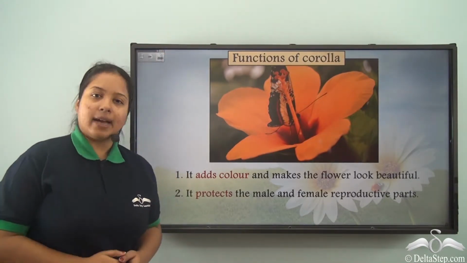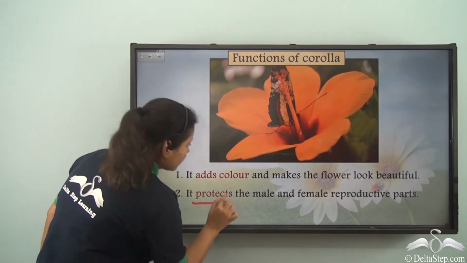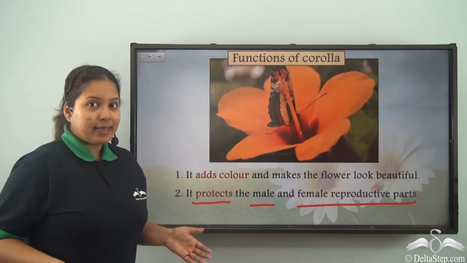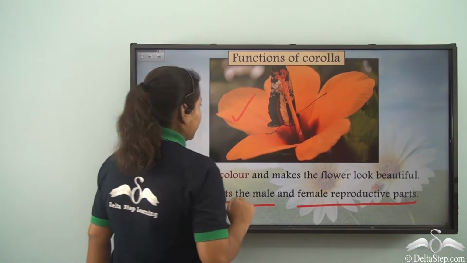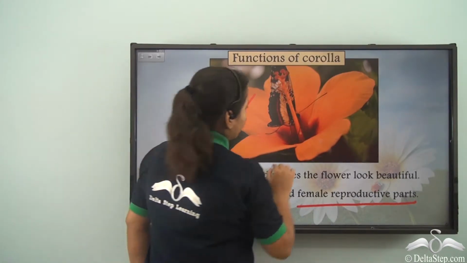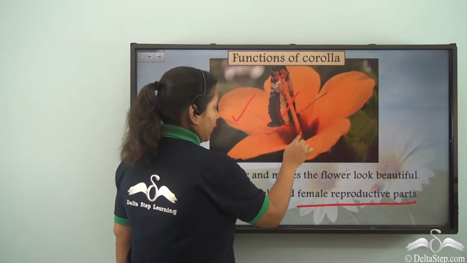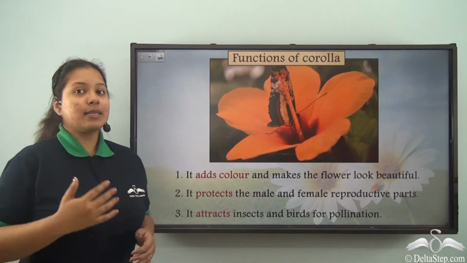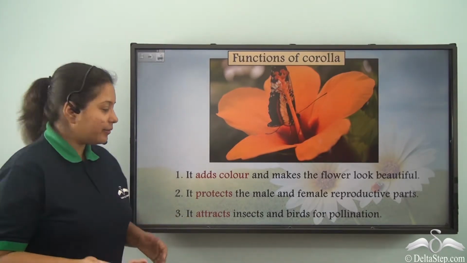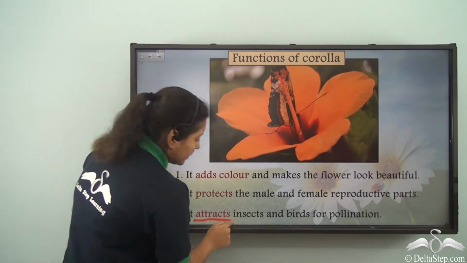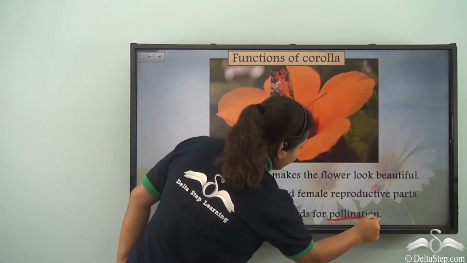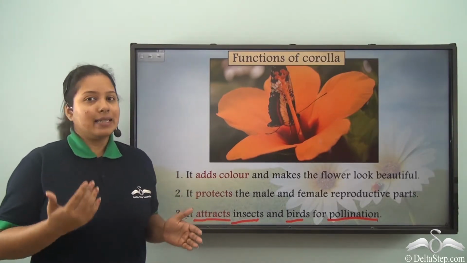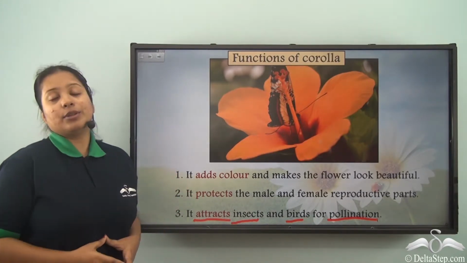Other than adding color, this part also protects the male and the female reproductive parts. See, this is the corolla and this is protecting the male and the female reproductive parts. Now, since this part is very colorful and attractive, it attracts insects and birds for pollination. So, because it's very beautiful, the different insects and birds love to come to the flower.